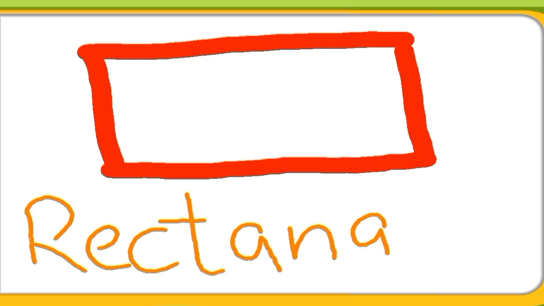Next is the way we make rectangle. Rectangle has 4 sides with 2 pairs of equal sides. Spelling of rectangle is R-E-C-T-A-N-G-L-E. Rectangle.